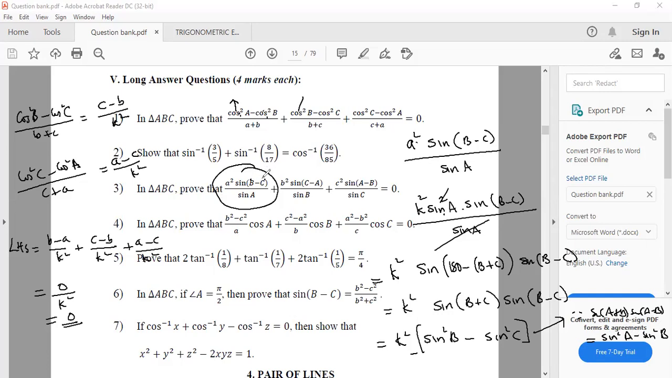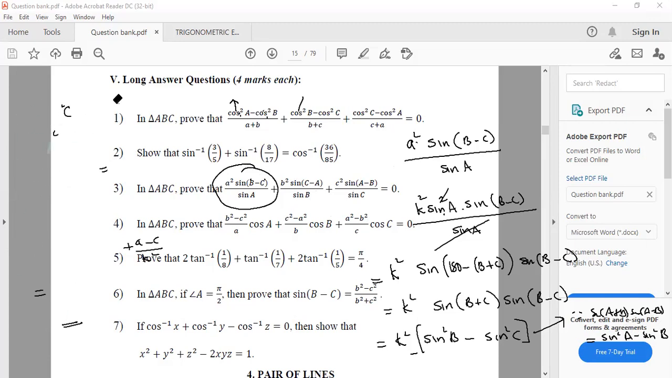Yes sir. Sin square B minus sin square C. Next answer will be what? Sin square C minus sin square A. Now substitute all the things, put A substitute in LHS and get. Similarly B square into sin C minus A upon sin B is K square into which will be negative? B here positive, C positive. Sin square C minus sin square A.